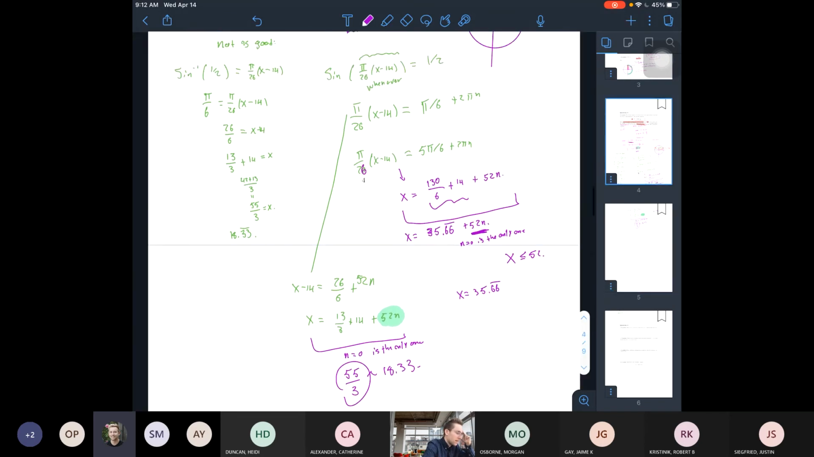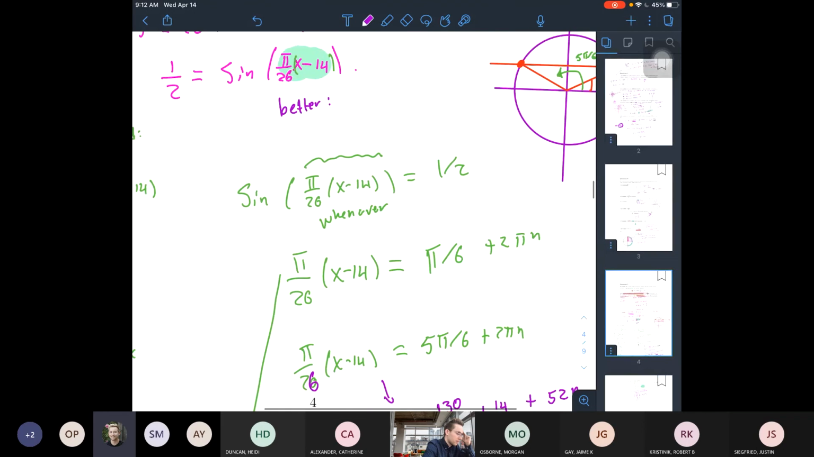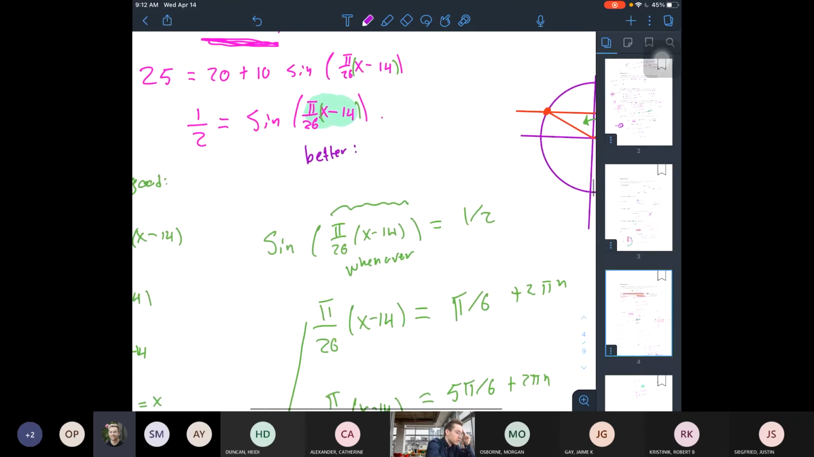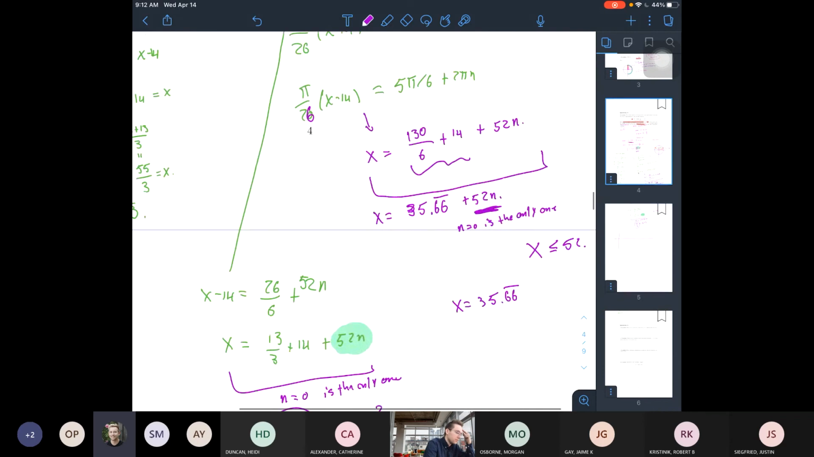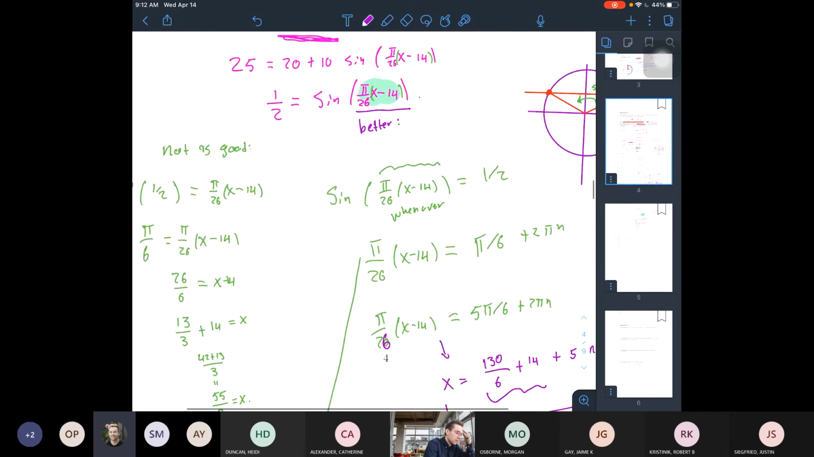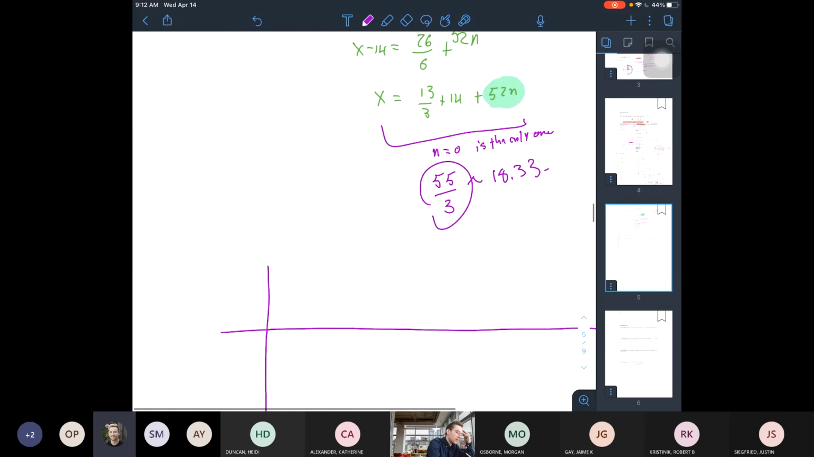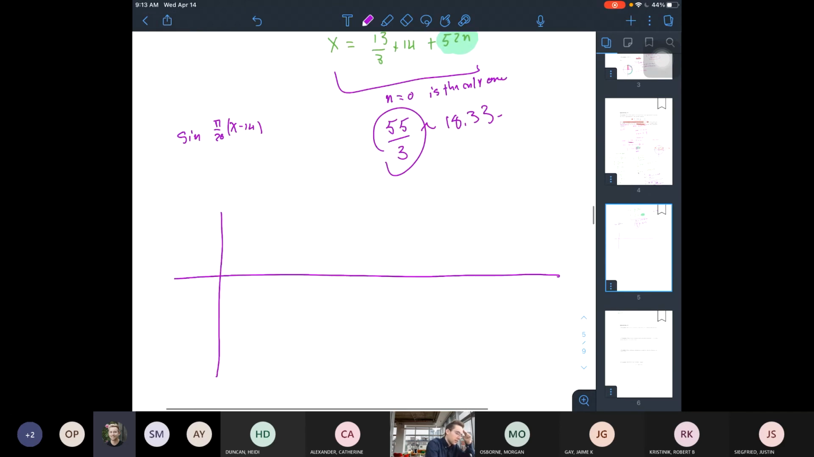Okay, and now I will explain this using the graph of this function. This is a function which is 52 periodic, because the period gets stretched by 26 over pi. So what does this function actually look like? It looks like a sine function. I'm going to draw the graph of sine of pi over 26 x minus 14. It's 52 periodic. So here's 52. That's the 52nd week.